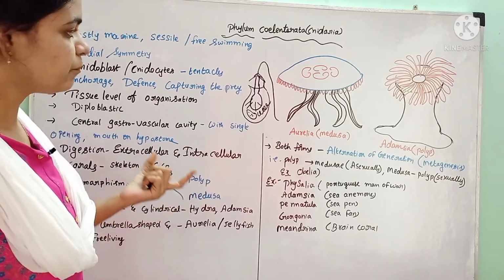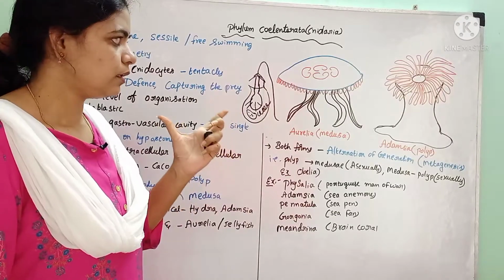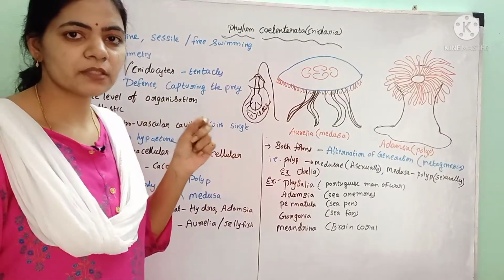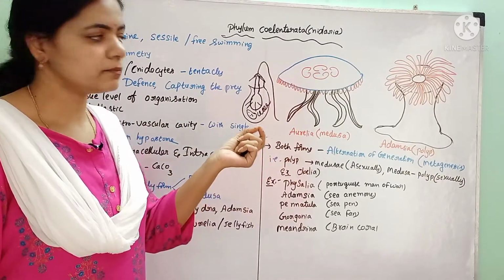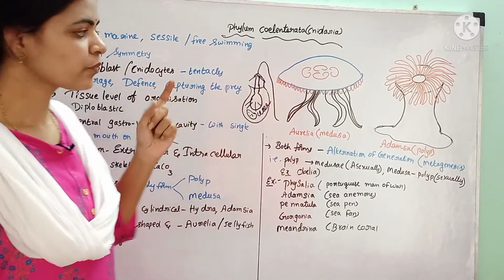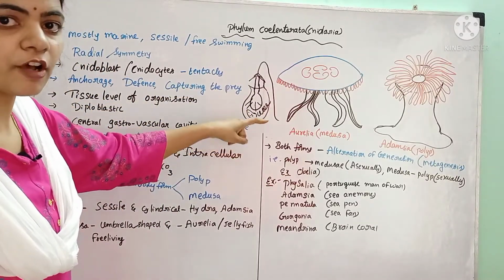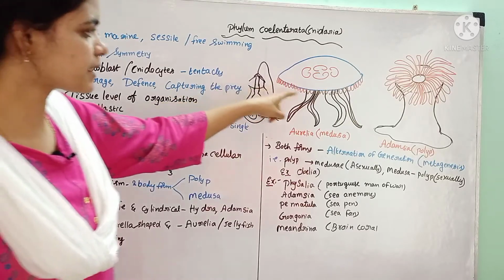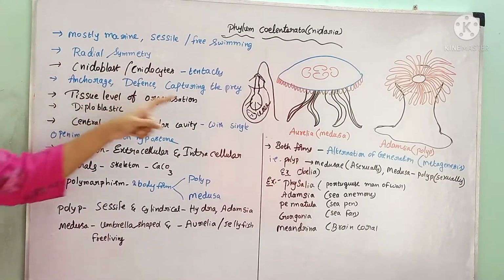Stinging means what? When we touch them or when any predator wants to catch them, that will cause a stinging nature. That means it will be painful. They cause some wounds or some burning will be seen. So because of that stinging nature, because of the presence of cnidoblasts or cnidocytes in those tentacles, they can escape from the predator also.